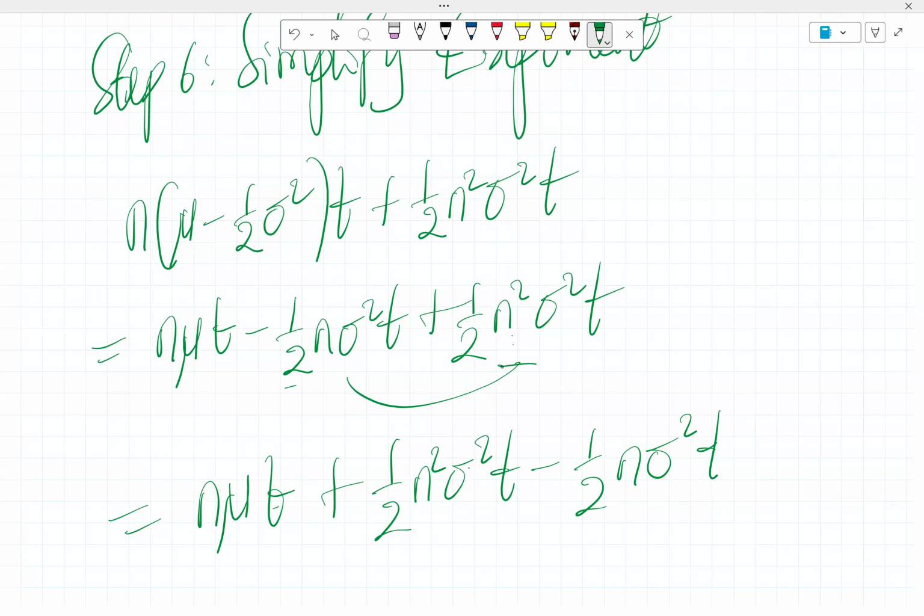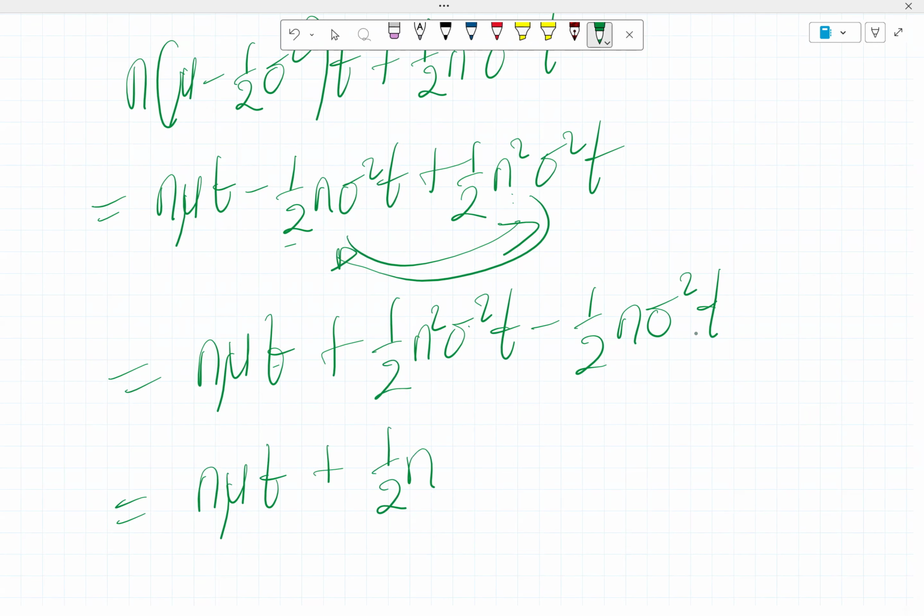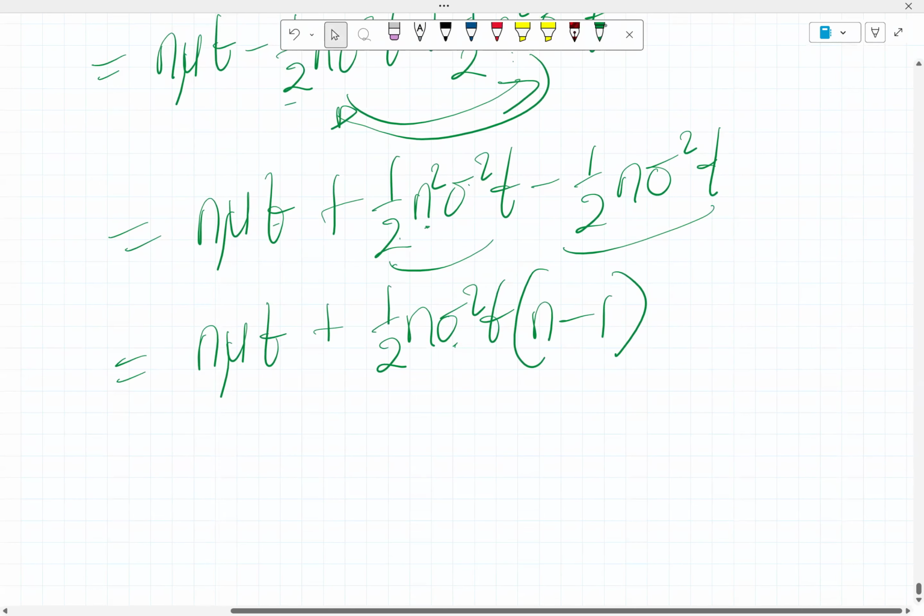So I switched this over, so that we now have n mu t plus half n sigma squared t, which is common to this and this. So if we take half n sigma squared t out, one n has gone, so we have one n left here. Sigma squared is out, t is out, minus everything here is out. So we have this. So that's the expression we have.